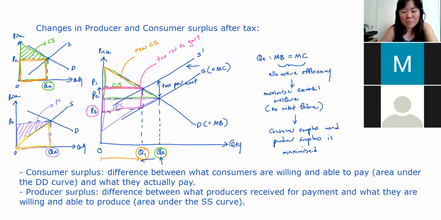Then what the producers can keep is what they receive, which is PS times Q1, minus what they are willing and able to produce, which is the area under the supply curve, this trapezium here. So in other words, the new producer surplus is this area here.